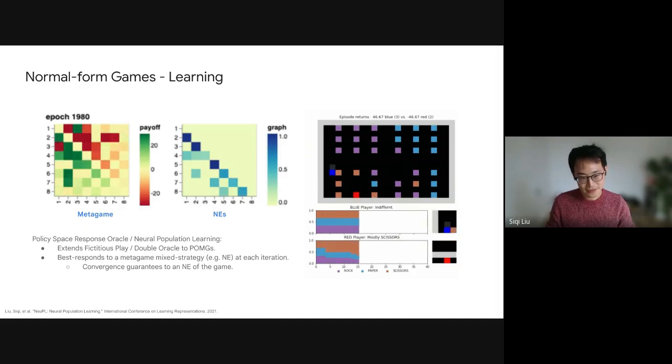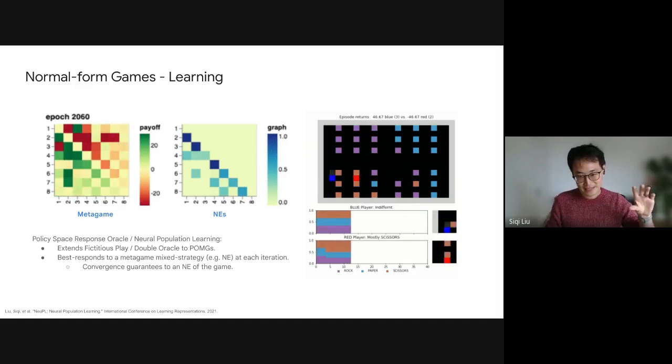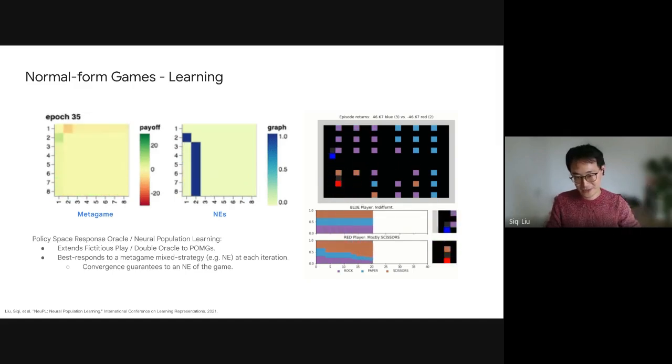And it's important to note that this population of policies is actually not playing a normal form game under the hood. They're actually playing a sequential imperfect information game that is shown on the right. So here, 2 players are playing this sequential version of rock, paper, scissors. They need to run around and pick up squares that correspond to rock, paper, scissors resources.